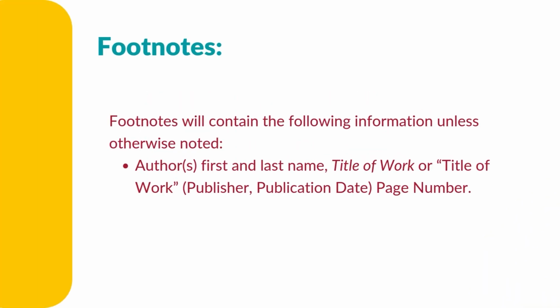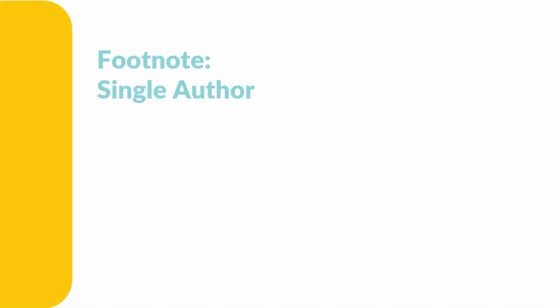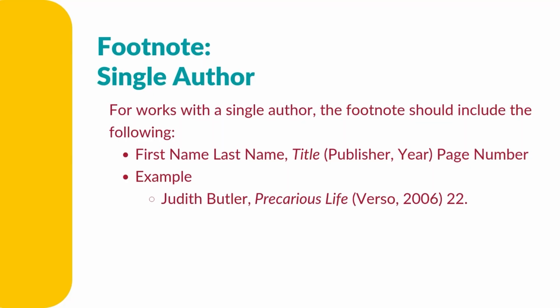Standard format of footnotes when quoting or paraphrasing is author's first name, last name, title in italics and in title case, open parentheses, publisher, comma, publication date, close parenthesis, comma, page number, and DOI or URL for digital sources. Following that format, we can see in the example the author's first and last name, title of the book, publisher and date of publication, and, finally, the page number.